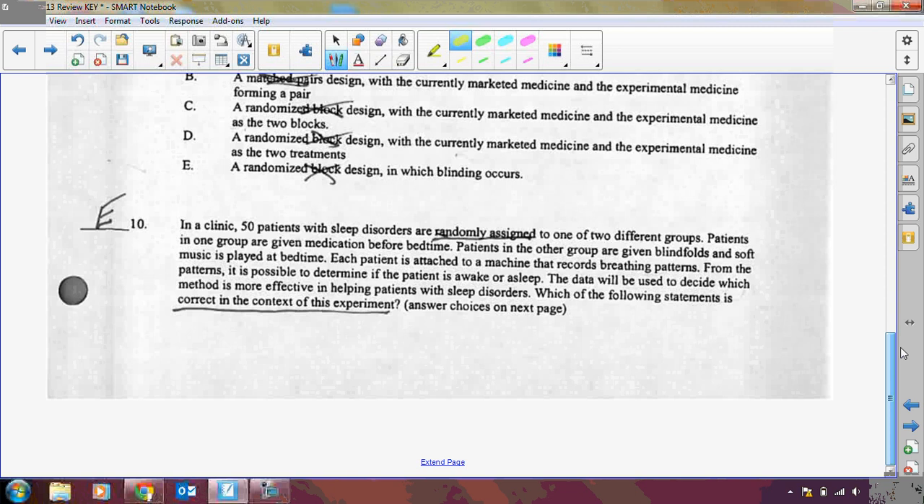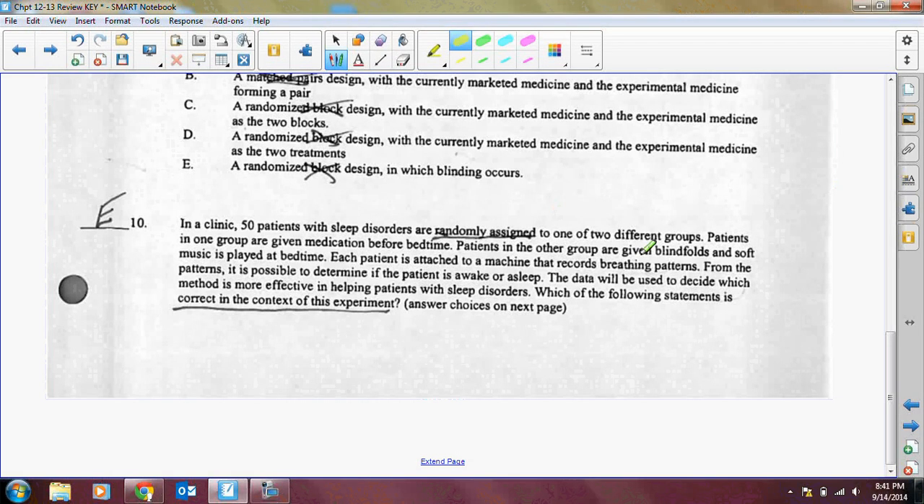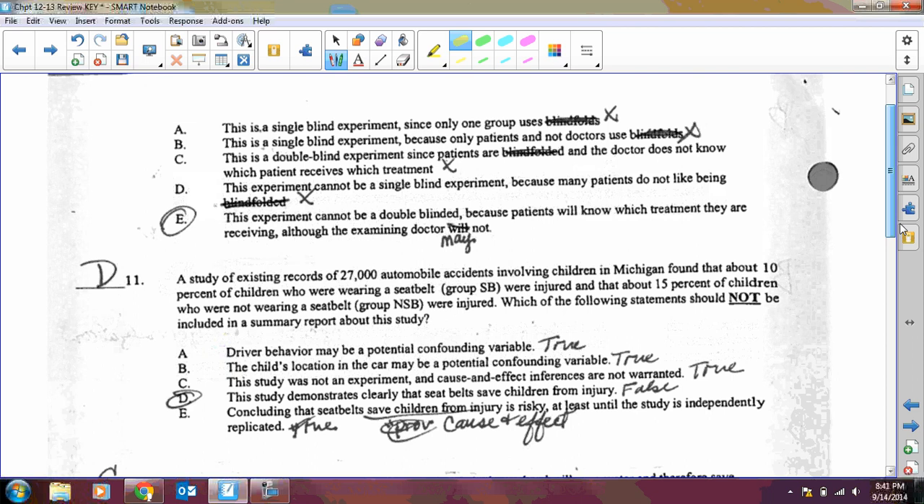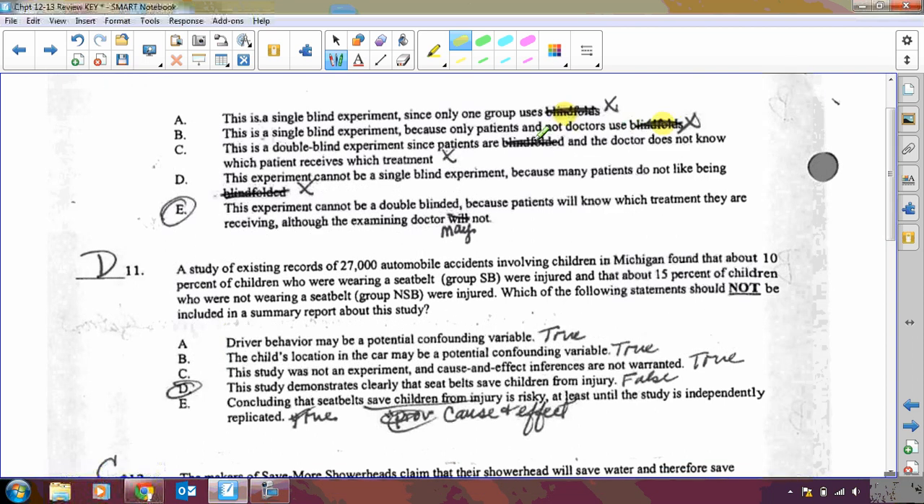All right, so number 10 is E for the answer. You can see the answers on the next page. The patients were randomly assigned to one of the two treatment groups. That's a completely randomized design. And I think that on the answer choices, they tried to trick you by saying that when patients were wearing a blindfold that they were blinded. But that is not the definition of being blinded. So no, that does not hold true.